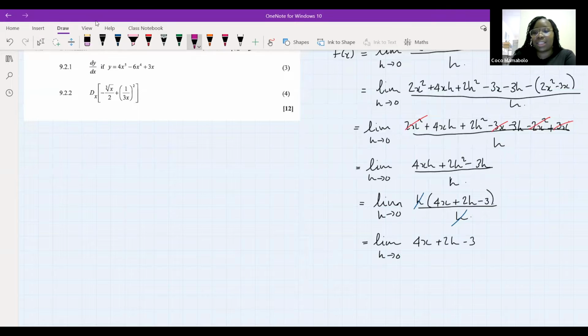Now, anything that is tending towards 0, if you multiply anything by whatever is tending towards 0, it's still going to give you 0. So this whole section over here is going to tend towards 0. And that's when I can drop the limit. I can then say this is equal to 4x minus 3.